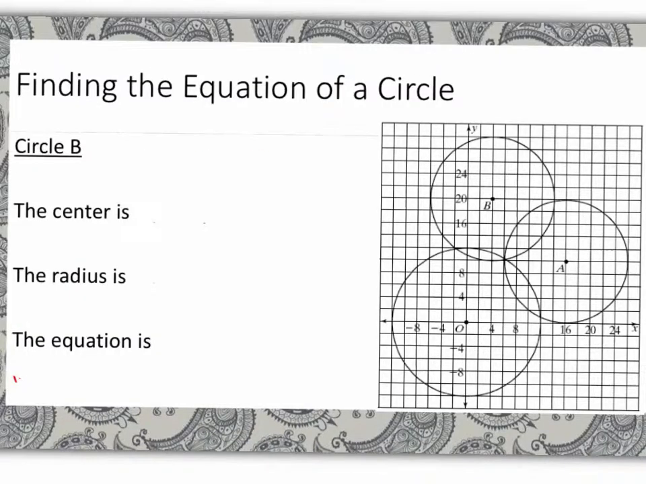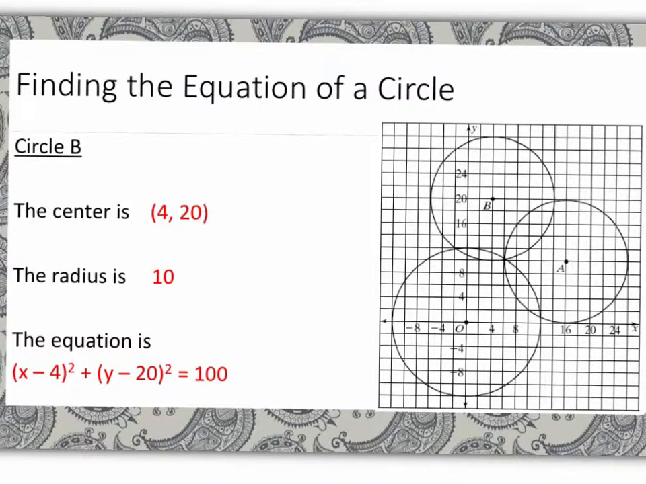Okay, for our second example, we're going to find the equation of a circle, and we're going to look at circle B now instead of circle A. Looking at circle B, remember we're going by 2s on the x and y axis, because I made a lot of mistakes with the last example, not counting correctly, forgetting that we're going by 2s. So go ahead and find the center of circle B, find the radius of circle B, and then create your equation.